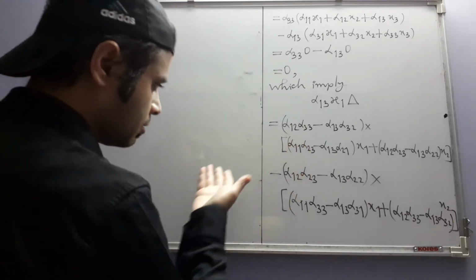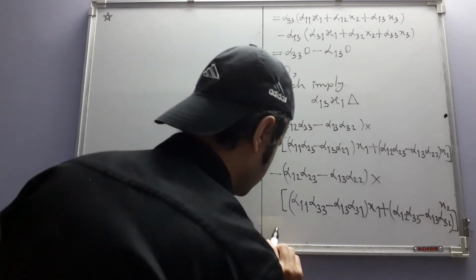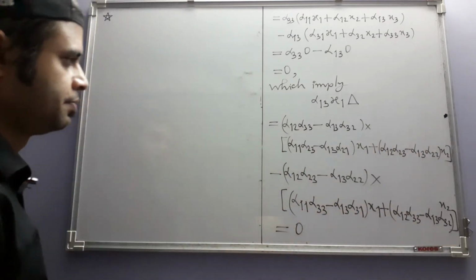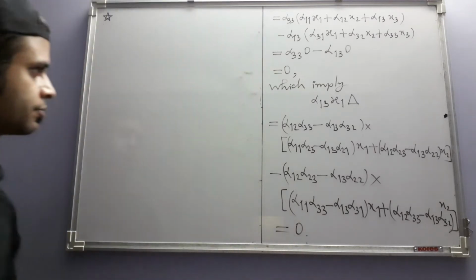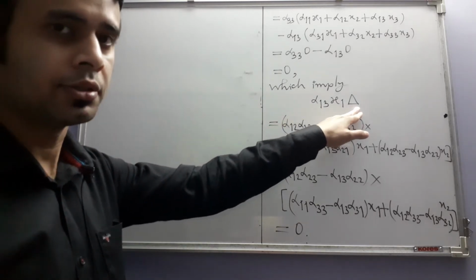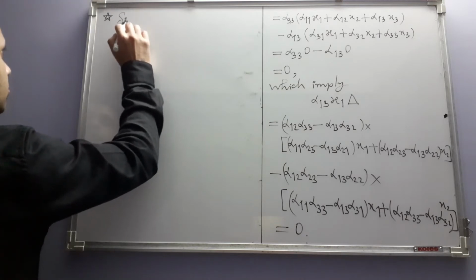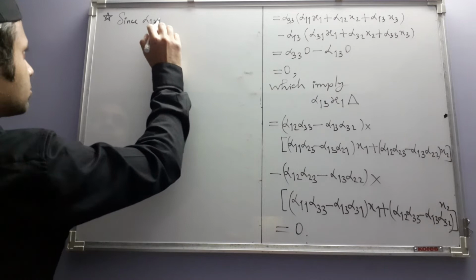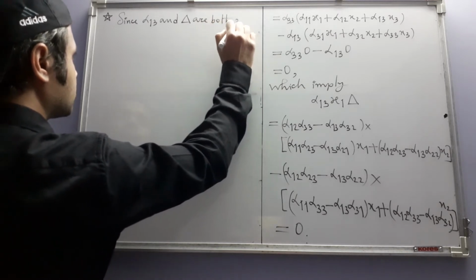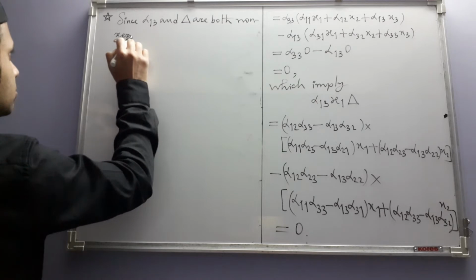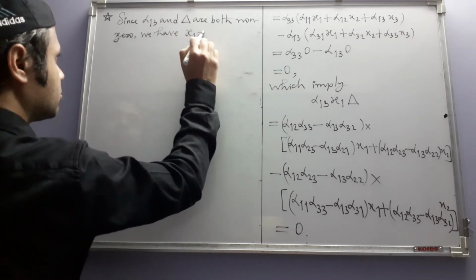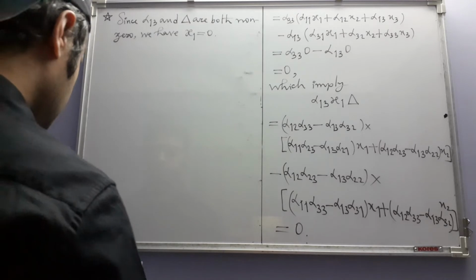Okay, so that means this is going to be equal to 0. Why? Because this is 0, this one is also 0. Now, according to our assumption, alpha 1 3 is non-zero and delta is also non-zero. Since these are both non-zero, we have x1 equal to 0. So x1 must be 0.